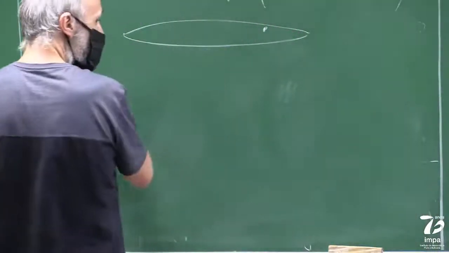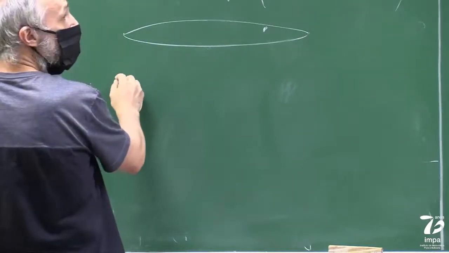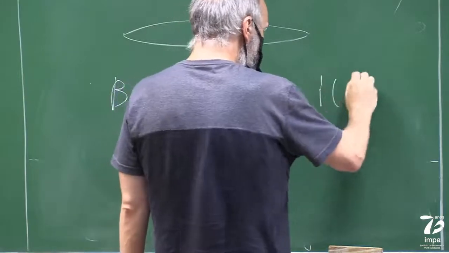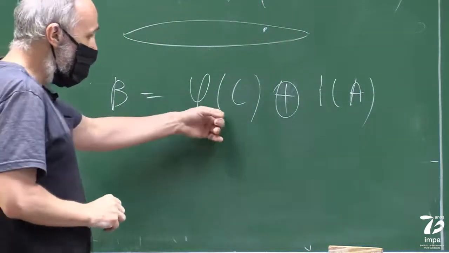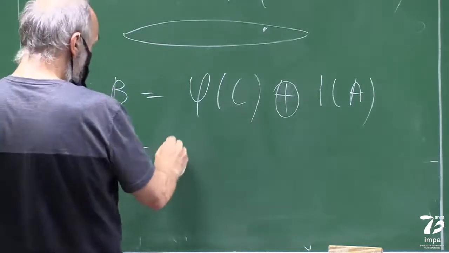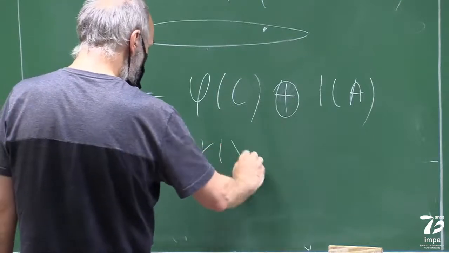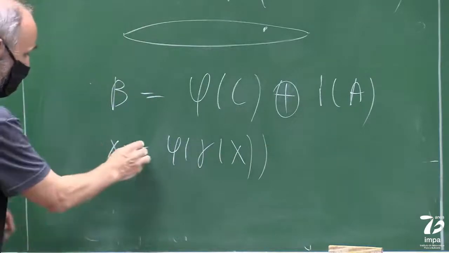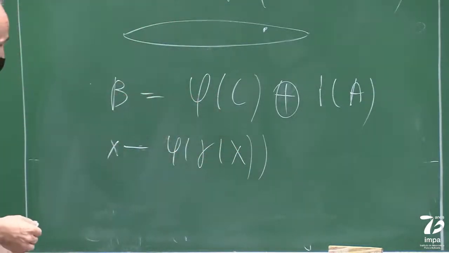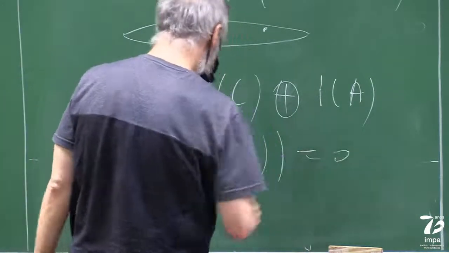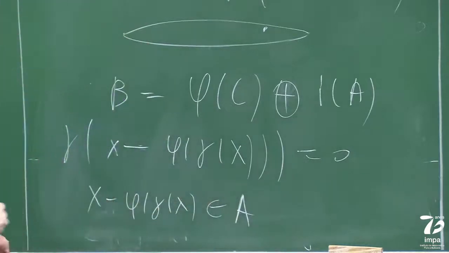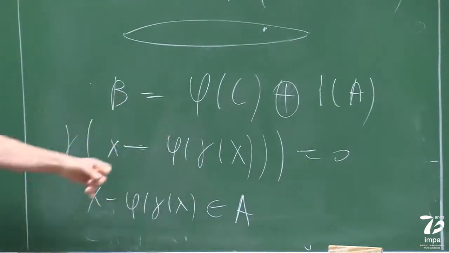If you have a section, you can decompose B as image of phi of C direct sum image of A. Indeed, for every vector x in B, x minus phi of j of x belongs to the kernel, because both of these vectors are mapped to the same vector if you do the projection to C, since phi is a section. So j of this is 0. And this means that the vector x minus phi of j of x belongs to A. This is why you have this decomposition.